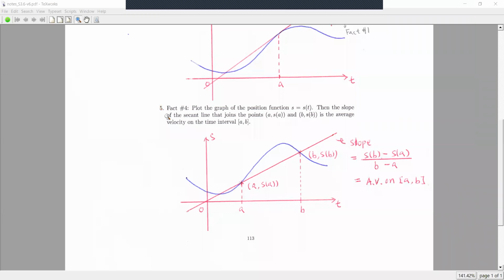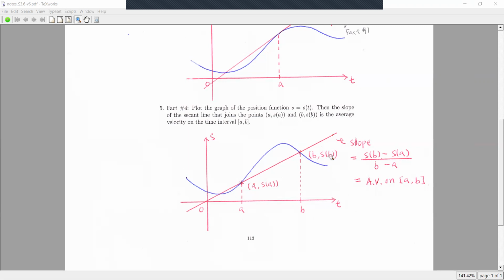Review number 5. Fact number 4. Plot the graph of the position function. Then the slope of a secant line is an average velocity. Suppose this curve is the graph of the position function, and this line is a secant line. Suppose the secant line intersects the graph of the position function at these 2 points.